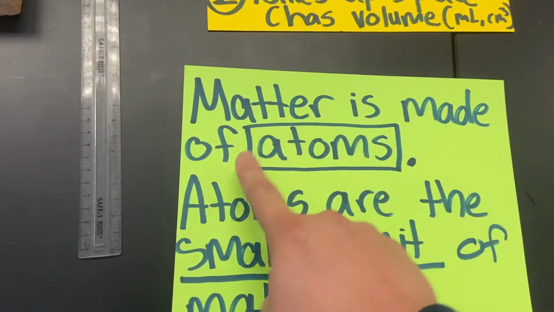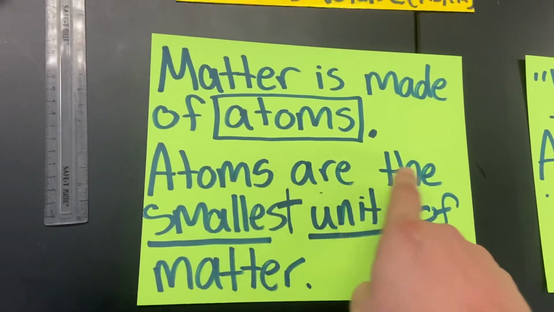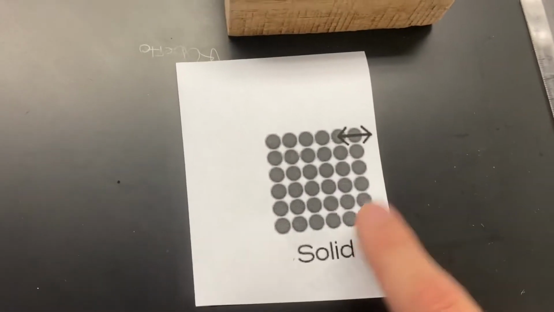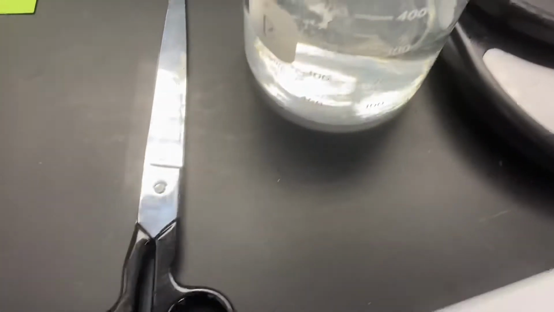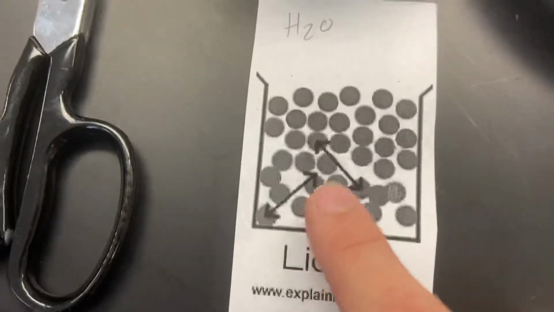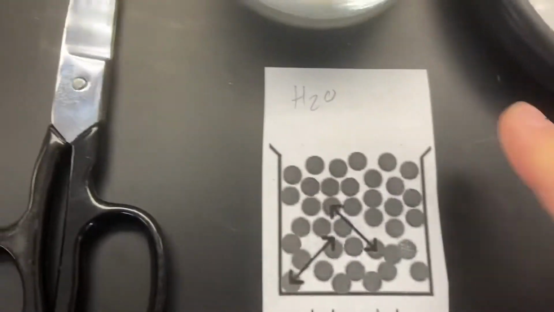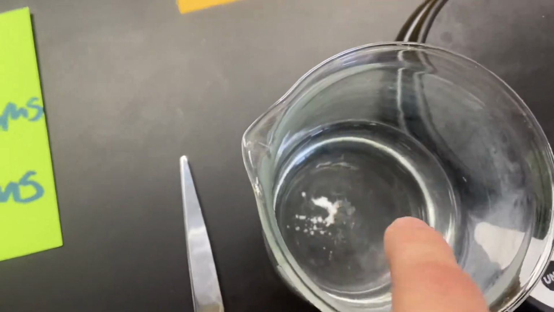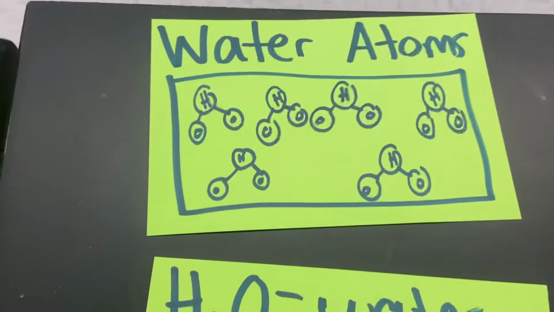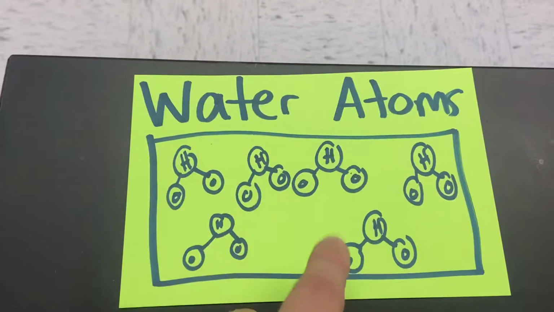Matter is made of atoms. Atoms are the smallest unit of matter. So in this solid, we saw atoms that look like this. Inside this liquid water, the atoms look like this. They're a little farther apart. Hopefully you guys know by now that water is called H2O in chemistry. It has a formula of H2O. So this water, I know you can't see it with your eyes, looks like this. These are water molecules, okay?